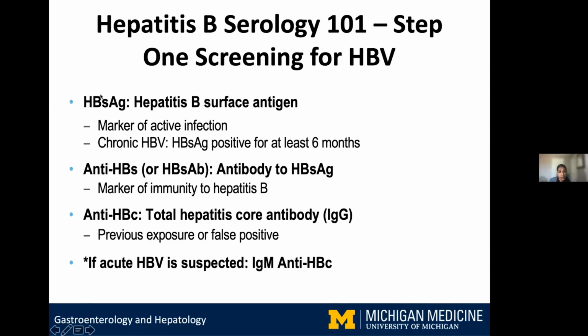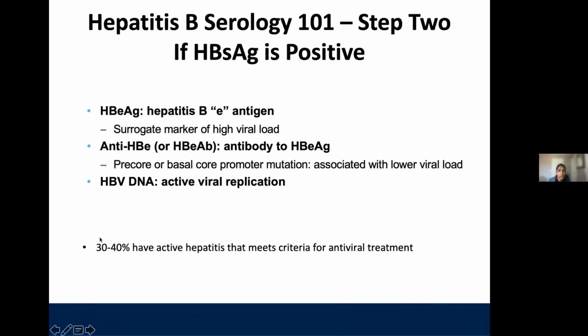So really these top 3 tests, the Hep B surface antigen, the Hep B surface antibody, and the Hep B core antibody are the most important screening tests and should be checked on every person living with Hep C prior to treatment. If a person does have Hep B infection, it's important that they get additional tests. And these are the additional tests: the Hep B E antigen, the Hep B E antibody, and the Hep B DNA or virus level.